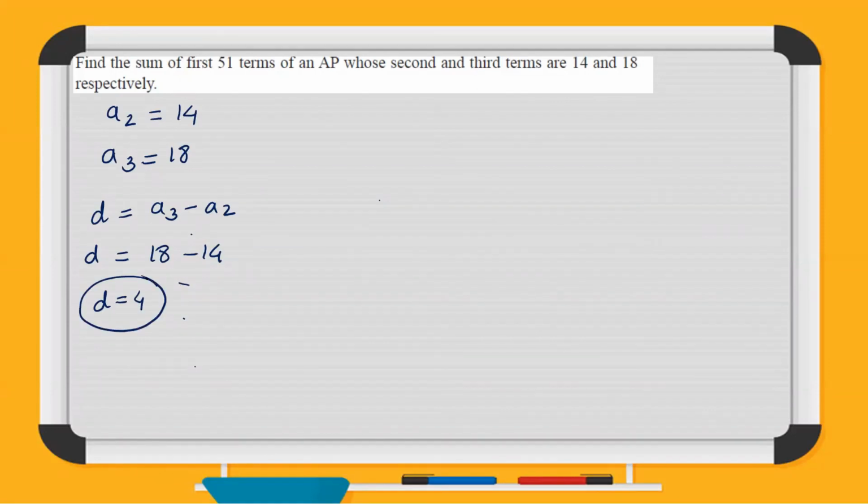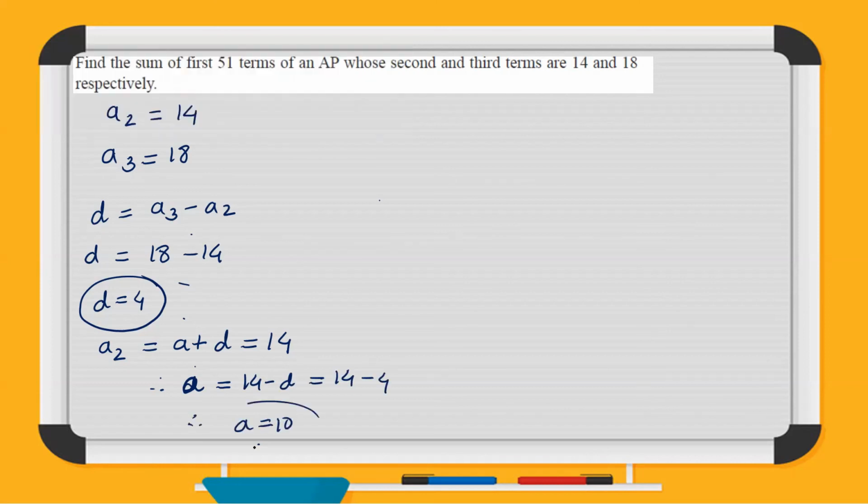And now, getting d, we can simply find out a, because what is A2? A2 is equal to a plus d. a plus d, we know it's 14. So therefore, a is equal to 14 minus d, which is equal to 14 minus 4. And hence, a is equal to 10. Now we have a equal to 10, d is equal to 4. We need to find the sum of first 51 terms. So now n is equal to 51.